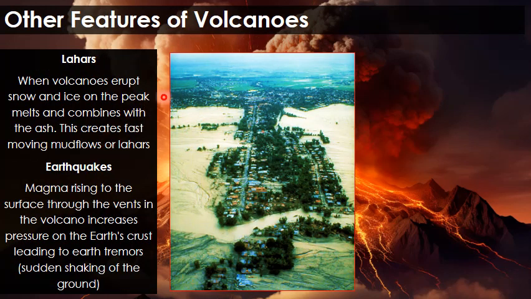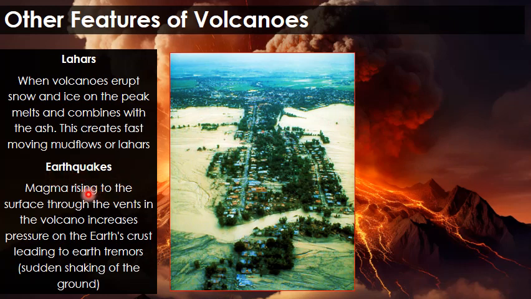Then we have what are called lahars. When I was in high school, I'd say lahars because I wanted to make sure I get the spelling correct. So when volcanoes erupt, snow and ice on the peak melts, right? And then that snow and ice combines with the ash, and this creates fast-moving mud flows, or lahars. And these mud flows can destroy houses, can destroy vegetation and everything. So you can see these mud flows. These are the lahars that we're talking about. And when they flow, they're fast moving, and they can destroy things, right?